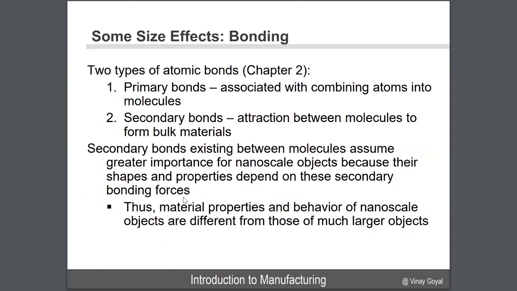The first one that we want to take advantage of was covered previously in chapter 2 earlier on in these lectures, and the first one was primary bonds. So you can take two atoms to create a molecule, and then you have a secondary bond where you take two molecules and bring them together to fabricate a bulk material. So secondary bonds is one approach that we can use to achieve nanofabrication.